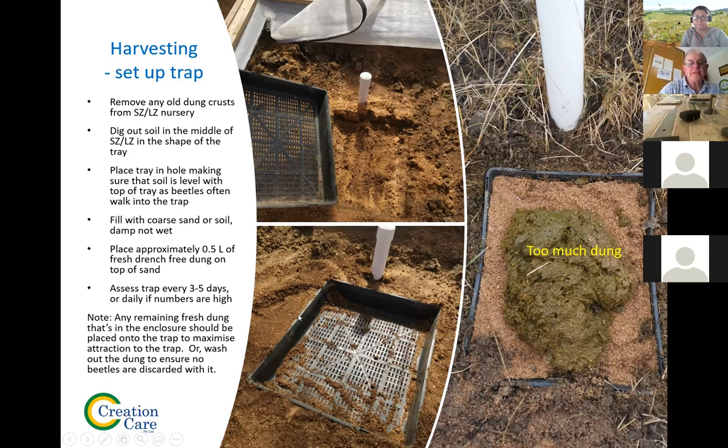And the reason for that is, in my view, 90% of the beetles will come in from the side. And if there's a lip there, they'll walk along the soil, hit that lip of the tray, and they'll walk around the tray. And so we make it easier. They just go over the lip and straight into the dung. Here's the dung in the tray here. So make sure that the tray sides are level with the soil.